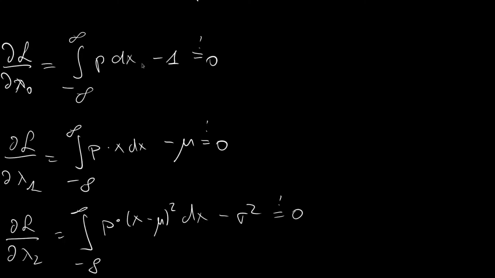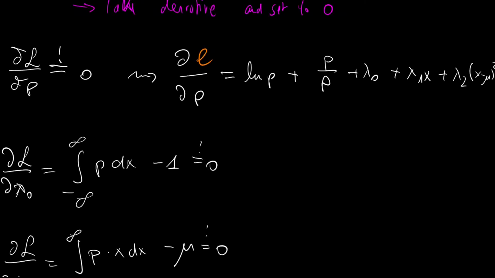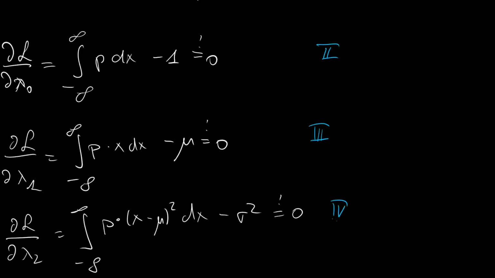And of course, as it is always with Lagrangian multipliers, when we derive with respect to the multipliers, we're getting back our constraints. Now let's give these equations some names. I will call this the first equation, this will be the second, this will be the third, and this will be the fourth. Again, recall we want to set it to 0, and now we want to solve for p.